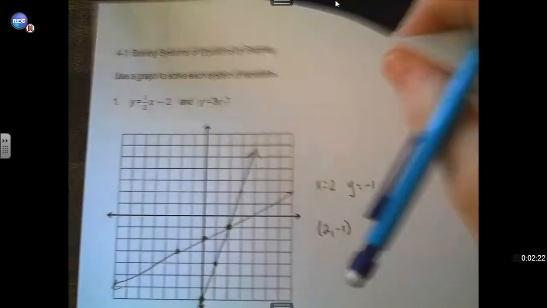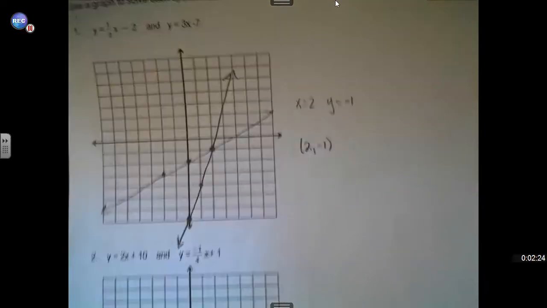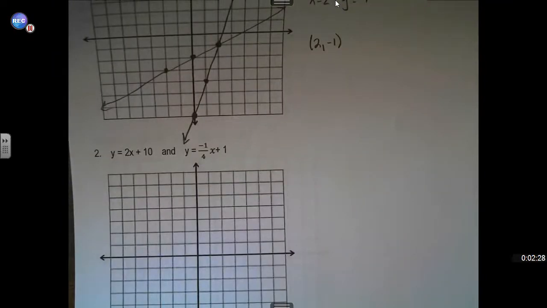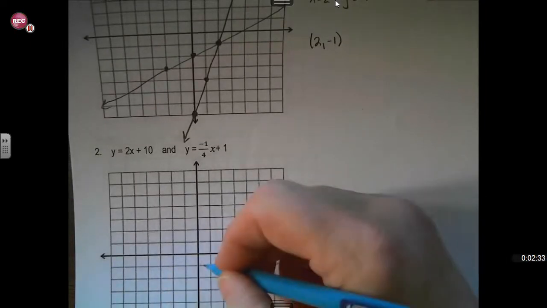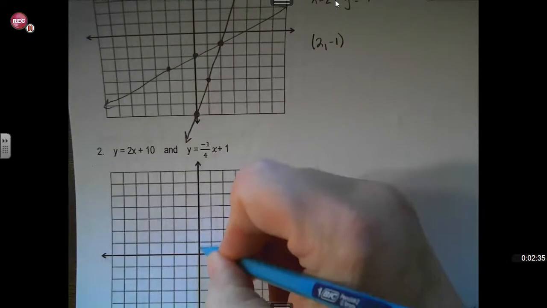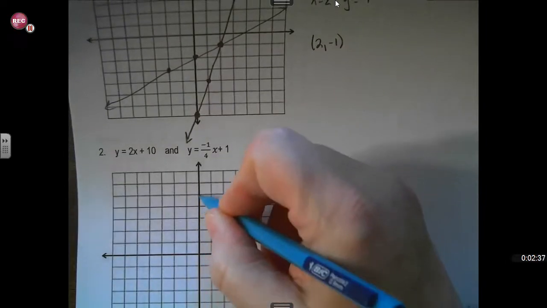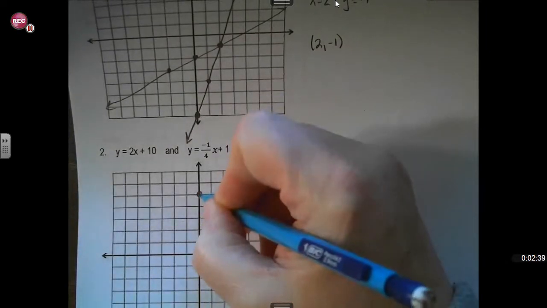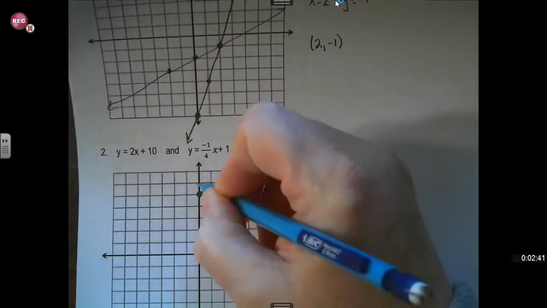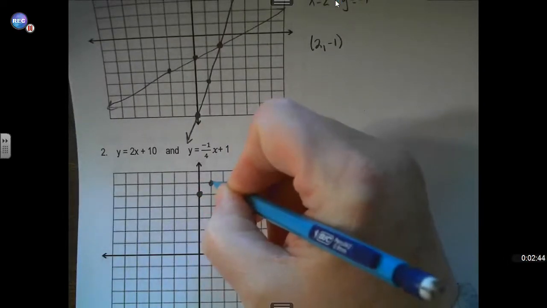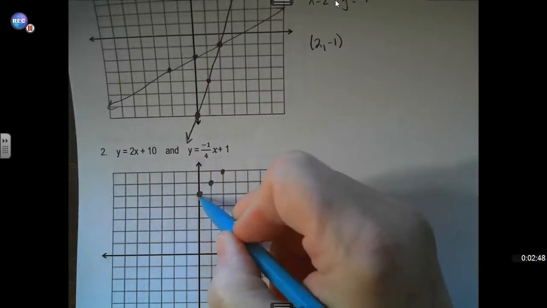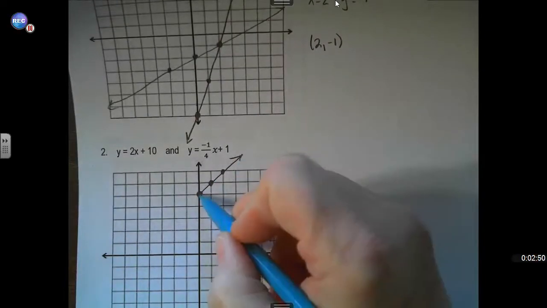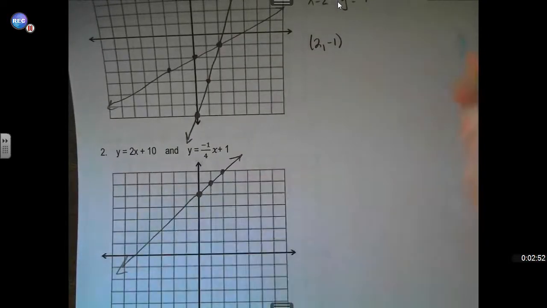This next one, the numbers are kind of large for my graph. I'm going to count by 2s on the y-axis: 2, 4, 6, 8, 10 would be here. Then I'm going to rise 2 and run 1, and I counted by 2, so I'm only going up 1 space. So there's that first line.